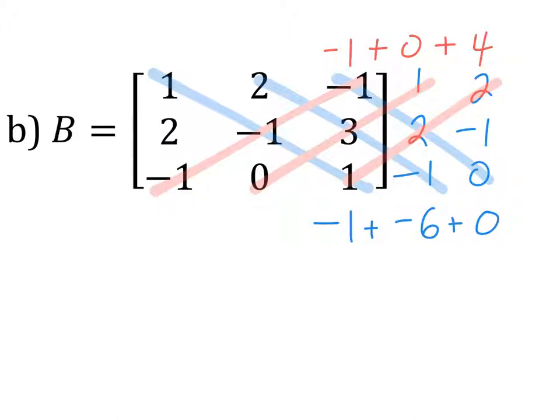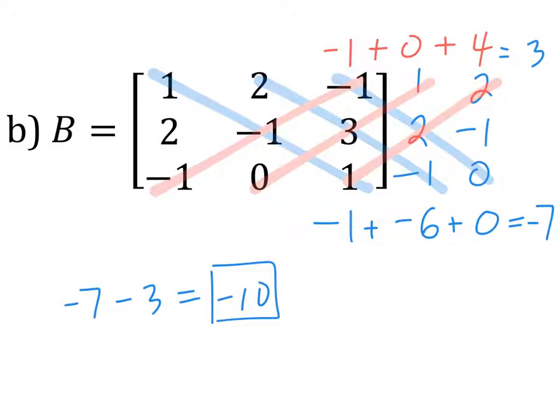All right, let's see. Sunny and Daniel, what should I do last? What's the last thing to do to find the determinant? Oh, the blue ones minus the red ones. Yeah, good. Blue ones minus the red ones. So this is going to give me negative 7. This is going to give me 3. So negative 7 minus 3 is negative 10. Okay, so negative 10 is the determinant.